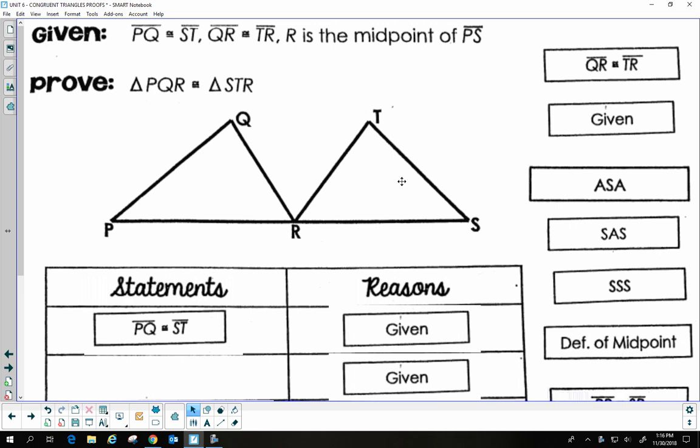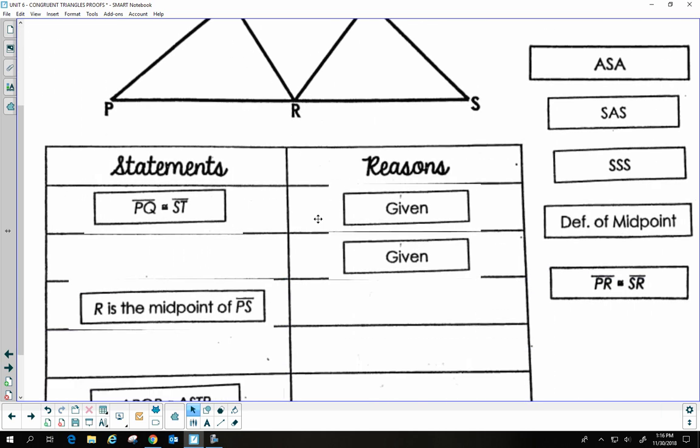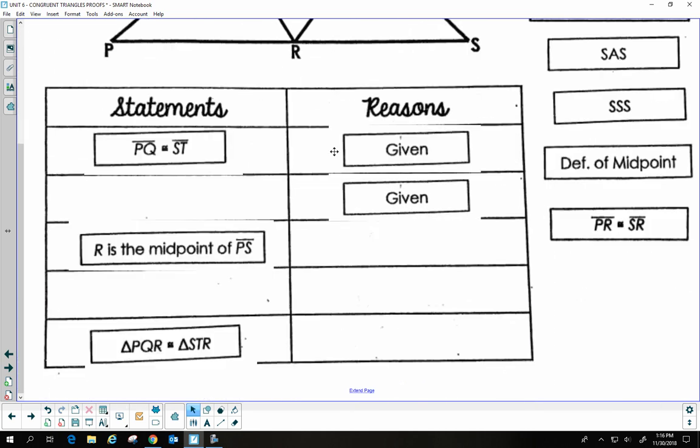So let me explain the setup here because it might be a little overwhelming at first, and then we'll go through it. So we have some given information about these two triangles, and then we have something we want to prove. In this case, we want to prove that this triangle PQR is congruent to the triangle on the right, STR. And of course, we have the picture, and down here we have the two columns set up, and I have some of the spaces filled in.